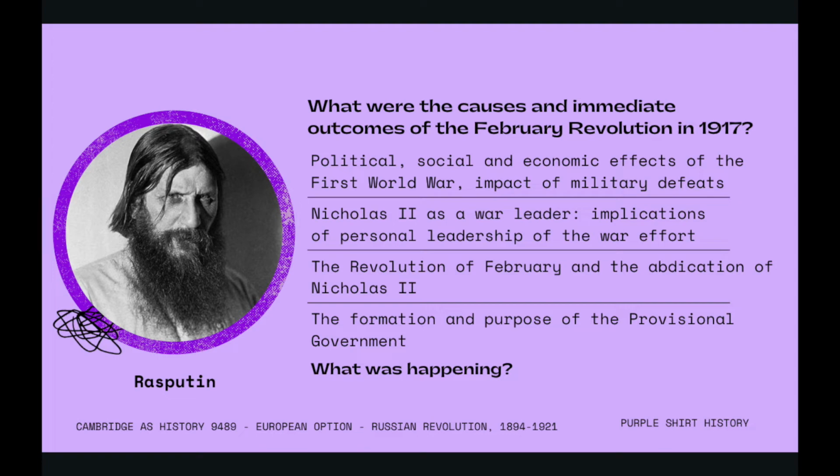For the February Revolution, I want you to know that it is a revolution from above. What does that mean? There's two types of revolutions. One is the revolution from above, meaning the people at the top of society no longer have any confidence in the leadership of the government and they want to change. So the aristocrats, the military officers, they lose faith in the Tsar and are no longer willing to support him, leading to his abdication.